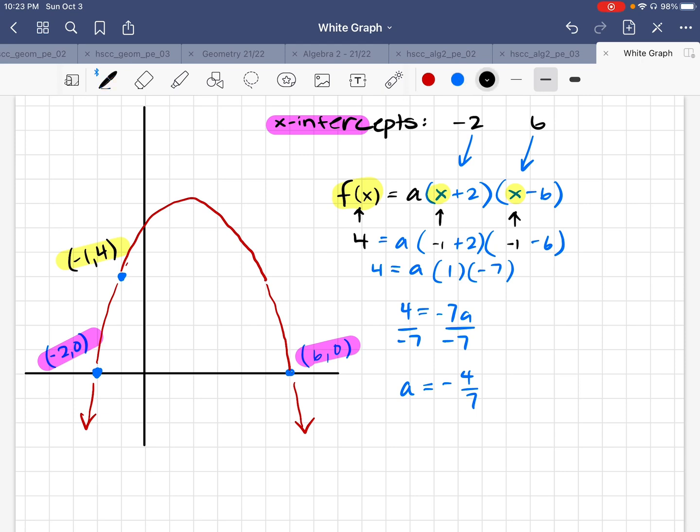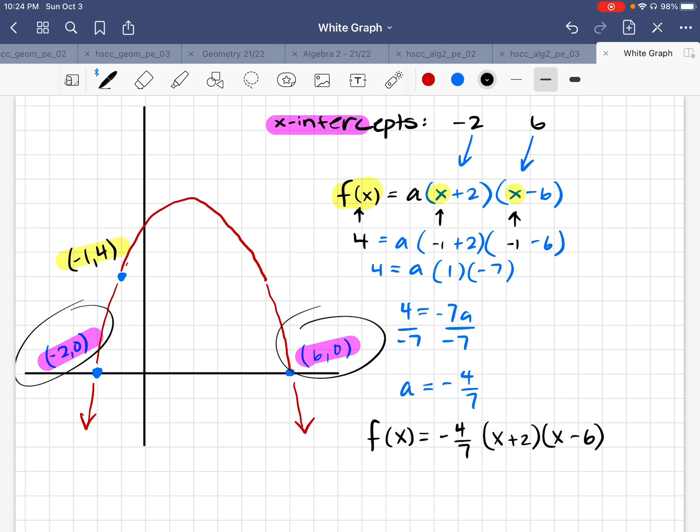And this is pretty much our answer right here. We now have the function f of x equals -4/7 times the quantity x plus 2 and x minus 6. And this is how we would write the equation of the quadratic in intercept form, given the two x-intercepts of (-2, 0) and (6, 0), as well as the point (-1, 4).